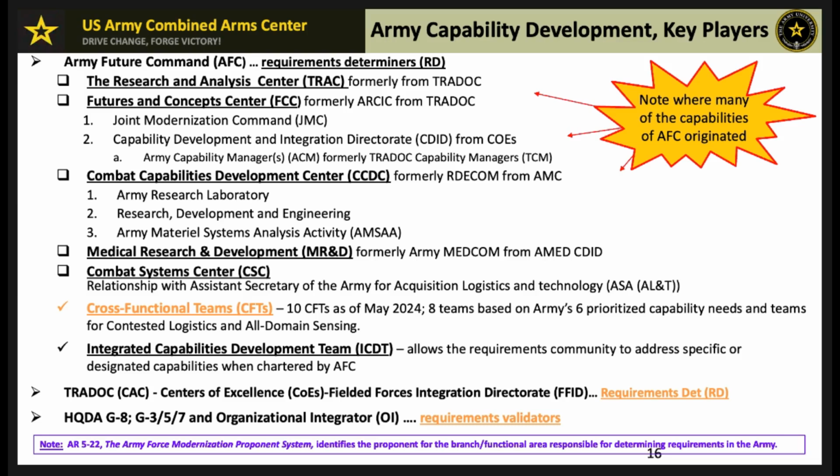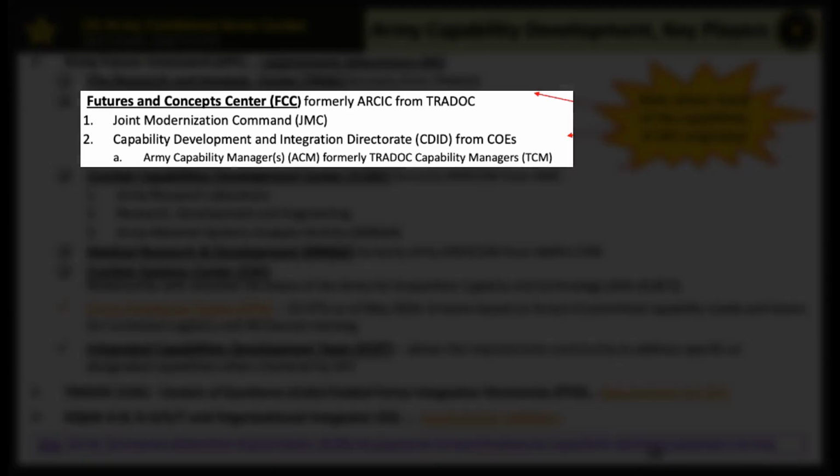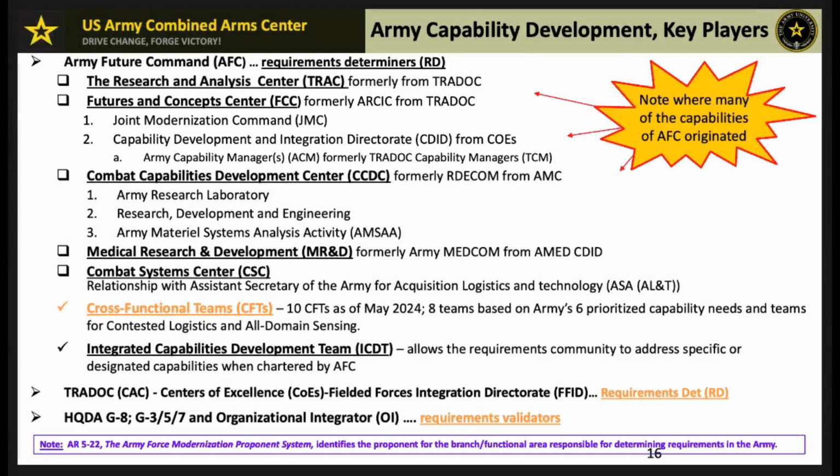Army capability development is a collaborative effort involving multiple key players across the Army. AFC plays a leading role in determining the requirements for new capabilities. They work with TRADOC and the Combined Arms Center to ensure that these requirements are based on sound doctrine and aligned with the Army's strategic goals. The FCC is responsible for developing the concepts that guide future capability development.